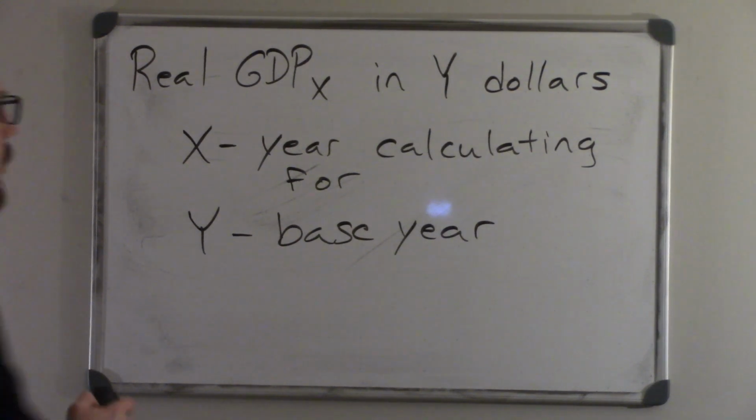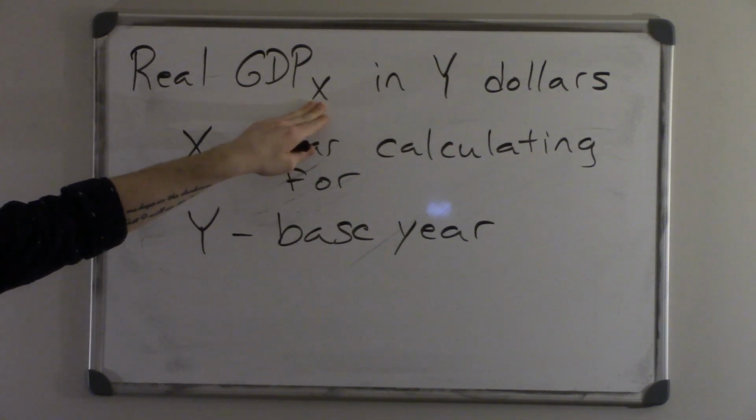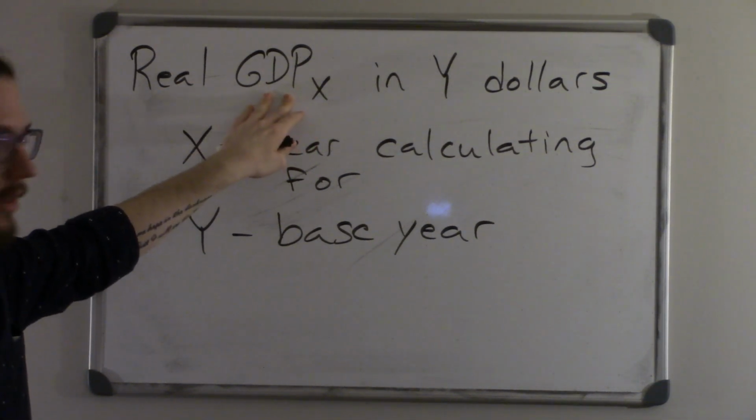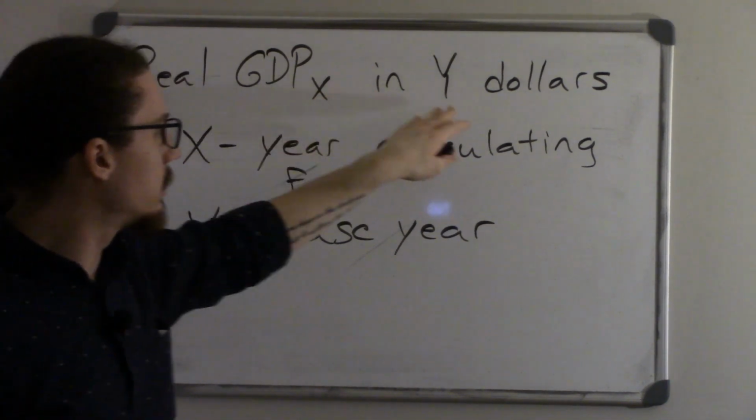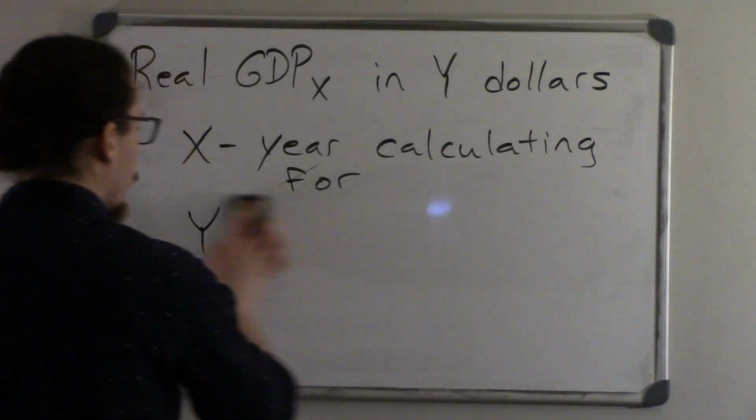So let's take a look at this. Again, X quantity is whatever year we're trying to find the GDP for. Those are the quantities. We want to multiply them by the prices for the base year. So let's take a look at this. What did I do in my notes? We're going to do the real GDP of 2020 in 2019 dollars.